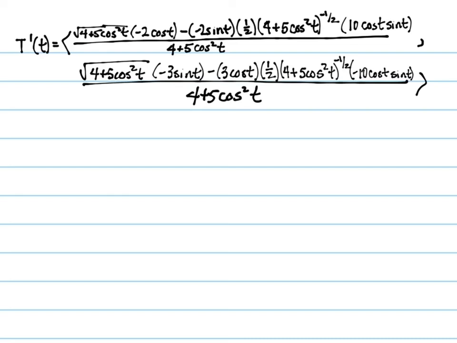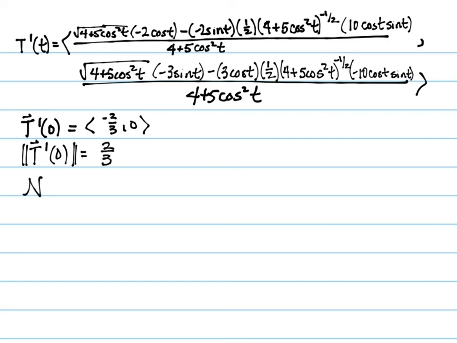All right, the best news ever. You ready for it? When you evaluate this at 0, you actually get negative 2/3, 0. That's what you get. Obviously, what's the magnitude of that? 2/3. It is. So the unit normal vector at 0 would be this vector, negative 2/3, 0, over 2/3, which would be negative 1, 0.